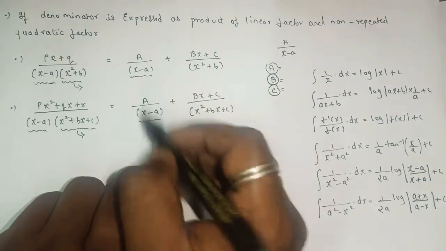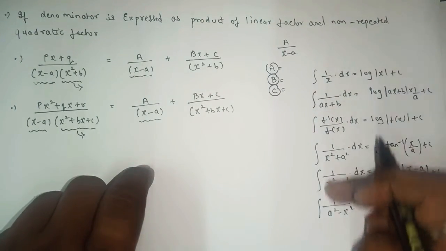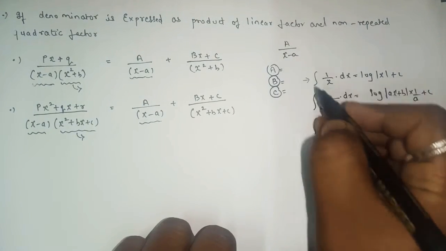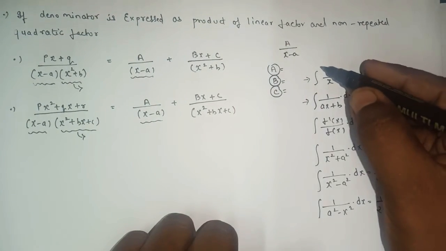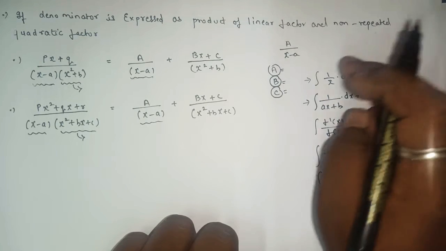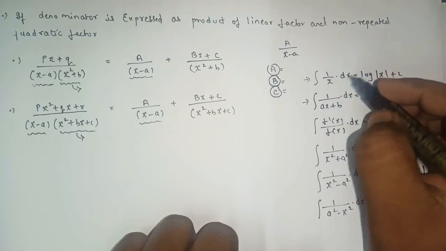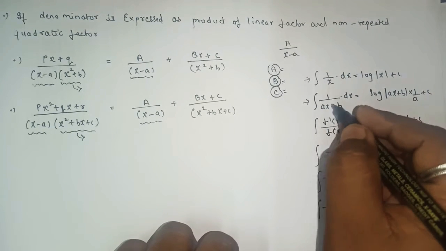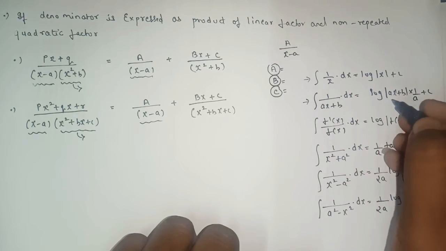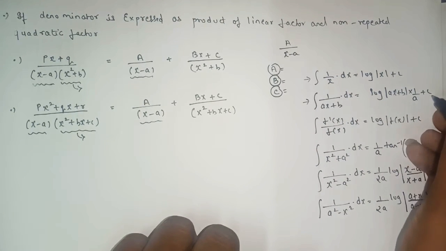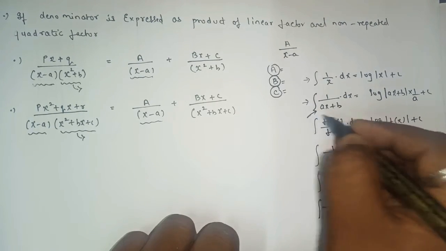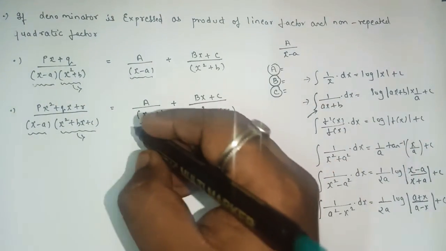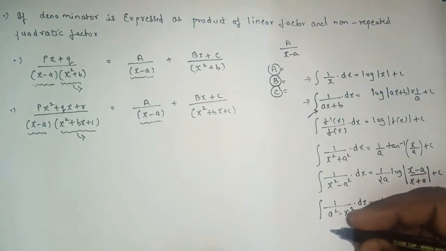Now, for this type there are some additional formulas which you have to apply, like this one and this one. As in type number 1 and type number 2 we applied integration of 1 upon x equals log mod x plus c, and integration of 1 upon ax plus b equals log mod ax plus b into 1 upon a plus c, using the chain rule. Here for subtype number 3 we have some additional formulas.